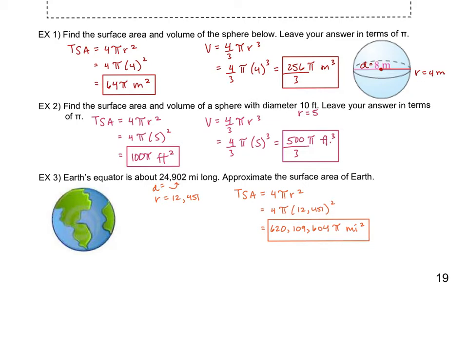Whoa, so that's kind of crazy to look at the surface area of our Earth. I mean, that's insane. We could even multiply this number times pi, and it'll be a little bit more than 3 times that amount, since pi is around 3.14.